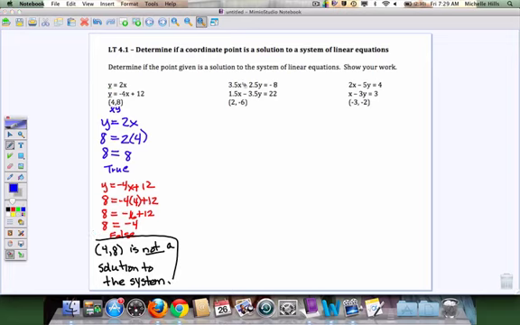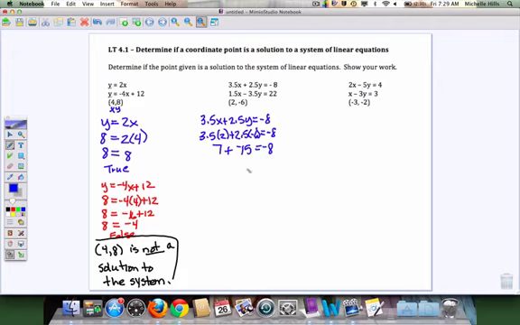Now the second one, I'm going to check the first equation. So my 3.5x plus 2.5y equals negative 8. In this case, x is 2 from that point and y is negative 6. So 3.5 times 2 plus 2.5 times negative 6, and I'm checking to see if that equals negative 8. Well, order of operations says multiply before you add, so 3.5 times 2 is 7, plus 2.5 times 6, well, 2 times 6 is 12, half of 6 is 3, so that's plus negative 15 equals negative 8.